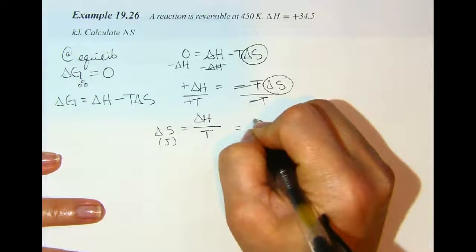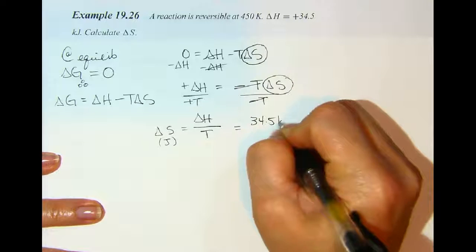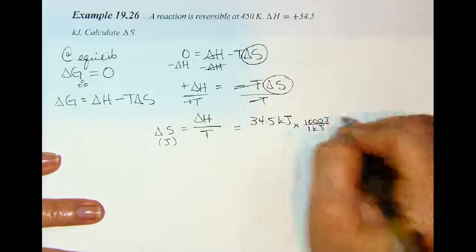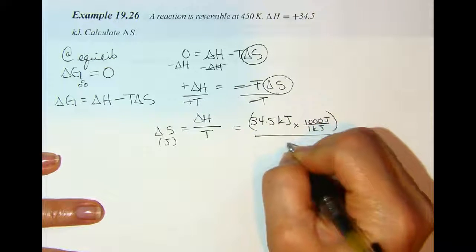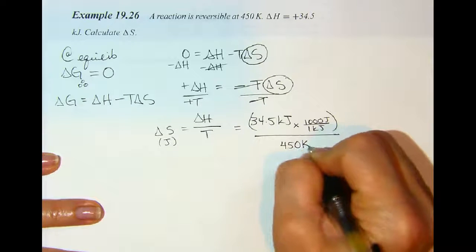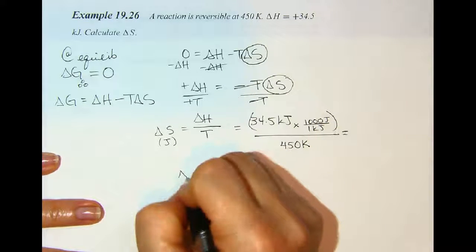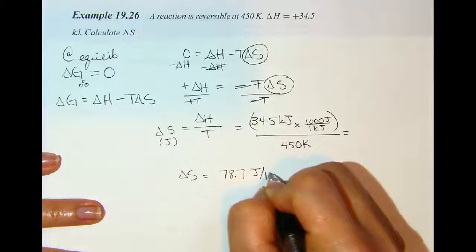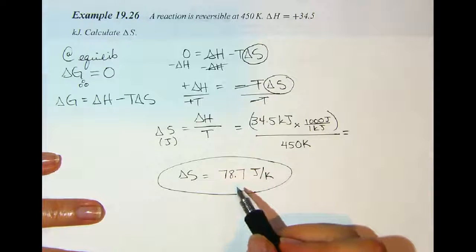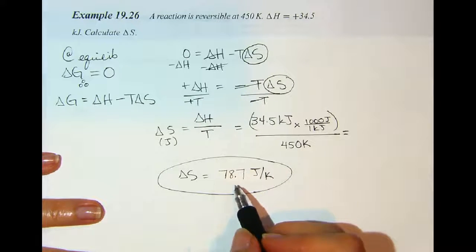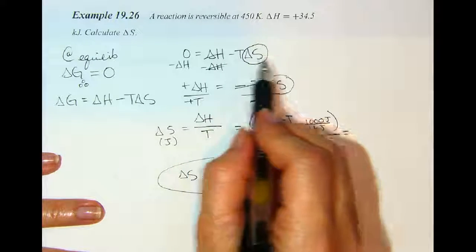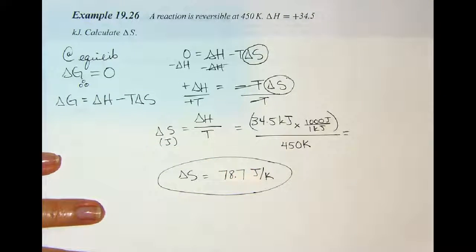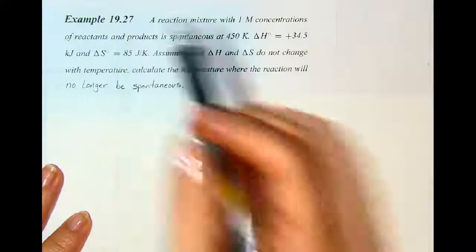So let's go ahead and plug in our values. 34.5 kilojoules, and 1 kilojoule is equal to 1,000 joules, and that's going to be divided by the temperature, which is 450 Kelvin. And so when we do this math, we get a delta S equals 78.7 joules per Kelvin. We can actually check and make sure that this is the right answer by plugging in our delta S, our delta H, and our temperature into our equation, and we should equal 0 once we do the math between those.